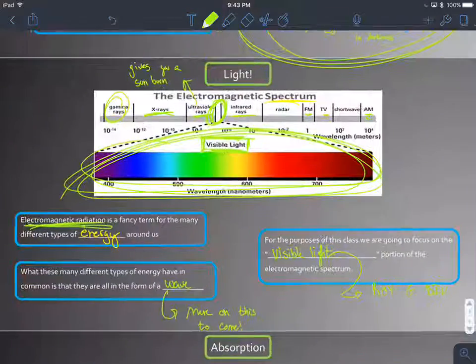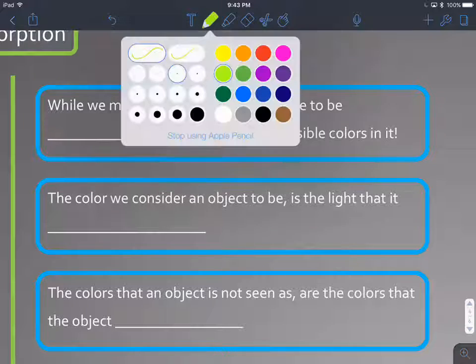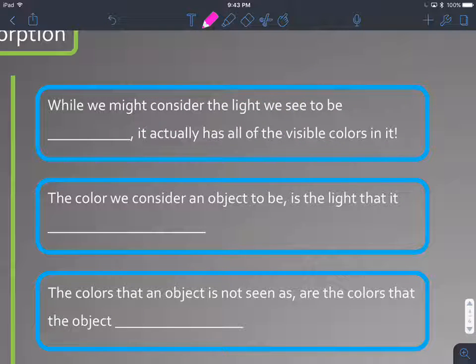Now, why is any of this important? Well, it's because the light that we see isn't actually the color it is. What do I mean by that? You might look up at a lamp and say the light coming from it is white, but that's really not the case. White light has all of the visible colors in it. That means white light contains red, orange, yellow, green, blue, indigo, and violet. Interesting, right? And the color that we see an object to be is actually the light that it reflects.